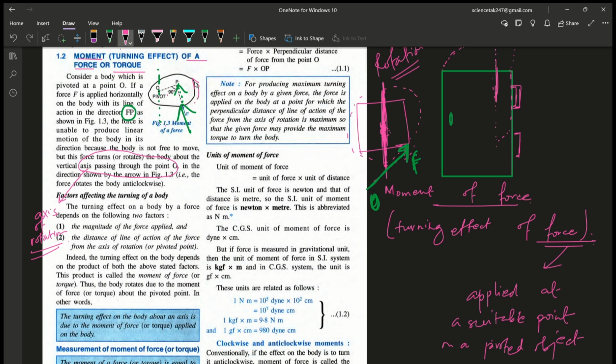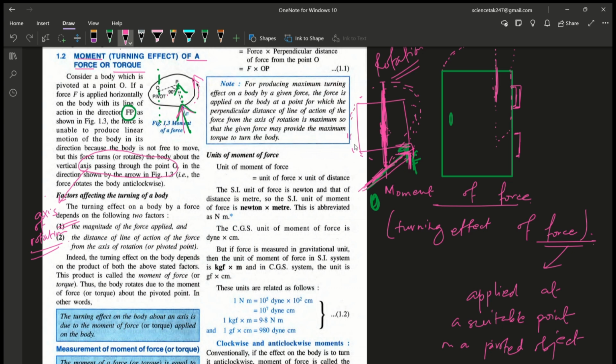However, we see that the factors that affect the turning of the body are going to be what? Magnitude of the force applied. What is the amount of force you apply? What is the magnitude of force that you're going to apply? So when you're rotating a notebook, once you just touch it a little bit in this direction, you'll see a little bit of movement. Thereafter, if you apply more force, what will happen? This is going to rotate better.